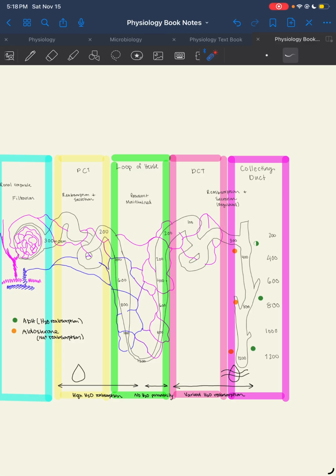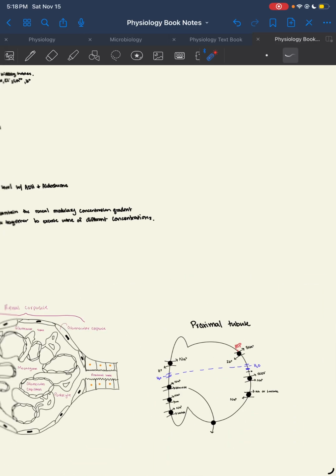That together allows the kidneys to produce anything from dilute urine when you're hydrated to very concentrated urine when you're very dehydrated. So let's go back and see if we covered everything.